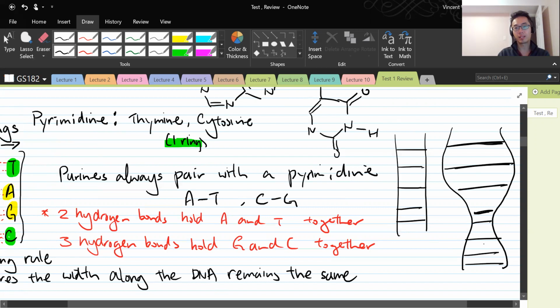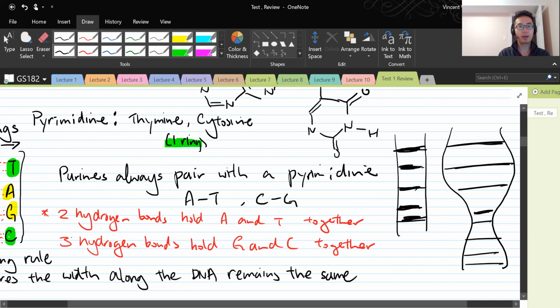It's not really a good ladder, right? I guess you see those at parks, but practically speaking, you would have two side bars, and then everything in between would be the same width, right? And that's what happens with the DNA.